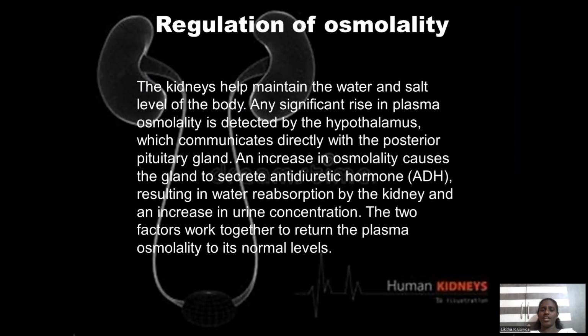The kidneys help maintain the water and salt level of the body. Any significant rise in plasma osmolality is detected by the hypothalamus, which communicates directly with the posterior pituitary gland. An increase in osmolality causes the gland to secrete antidiuretic hormone, resulting in water reabsorption by the kidney and an increase in urine concentration. The two factors work together to return the plasma osmolality to its normal levels.